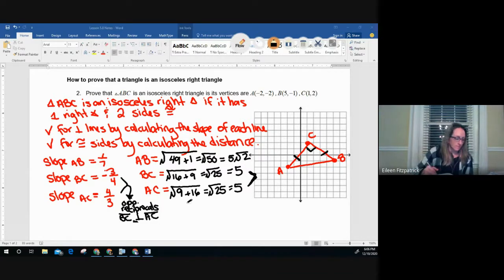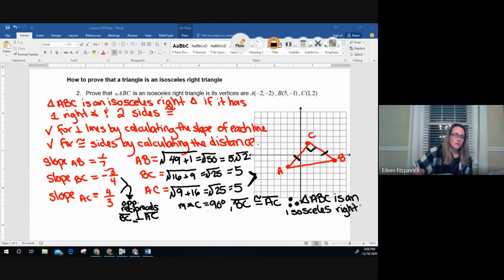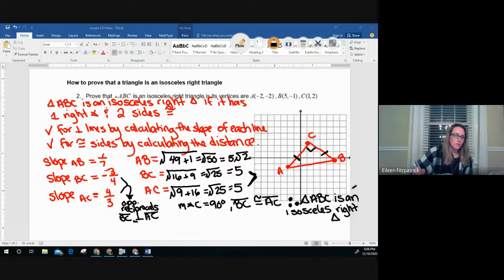All right. So for your final answer, I'm going to say the measure of angle C equals 90 degrees. BC is congruent to AC. Therefore, triangle ABC is an isosceles right triangle. All right, so this would be the answer along with all your work, obviously, to support your answer.